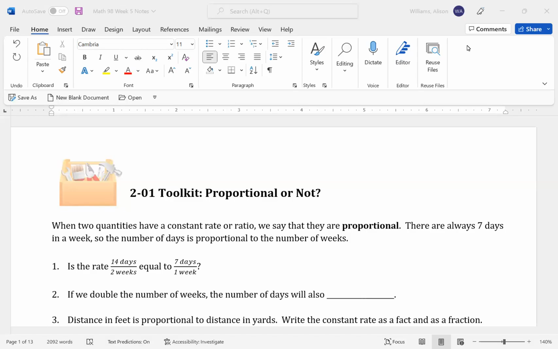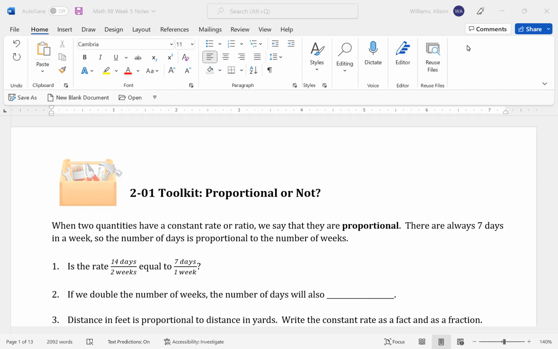In this video, we're going to talk about the concept of proportional. When you say that two quantities have a constant rate or ratio comparison, we could call that proportional. An example would be there are 7 days in a week, always. Every week, there's 7 days. So the number of days is proportional to the number of weeks.